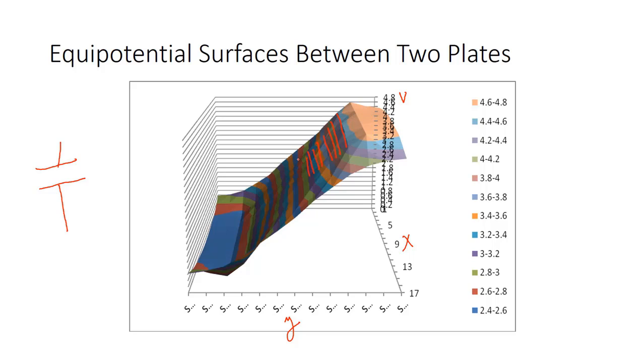The equipotential surfaces are these intersections of the multicolored regions, and the electric field is perpendicular to those. So the electric field points in this direction.